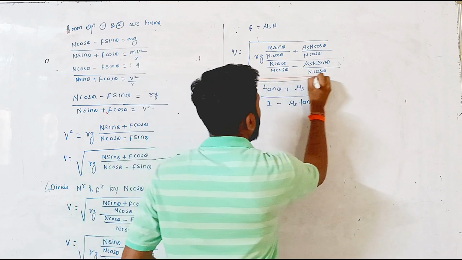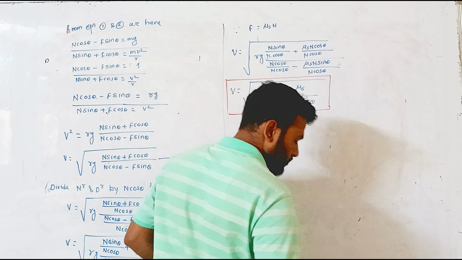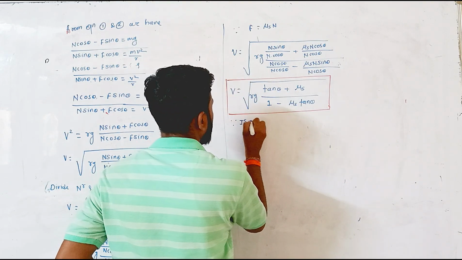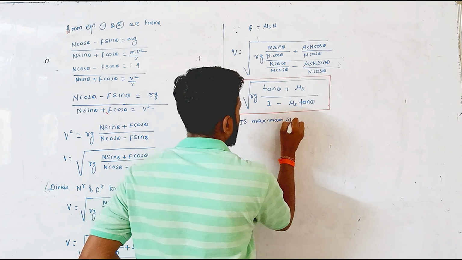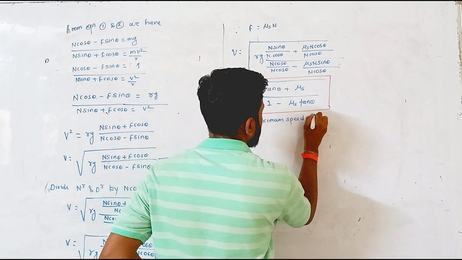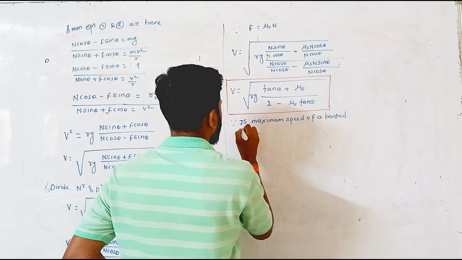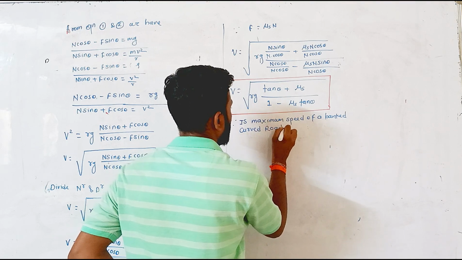Okay, V max is the maximum speed of a banked car road.